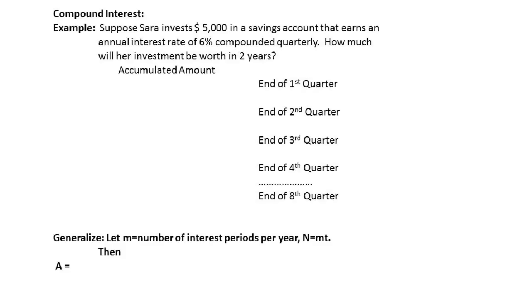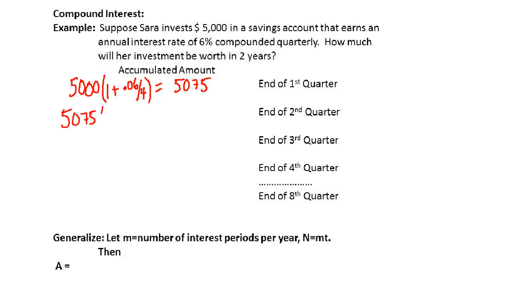Let's talk about compound interest, where this pattern repeats. So for example, Sarah has invested $5,000 in an account that earns 6% annually. The compounding is quarterly. So P times (1 plus RT): P is 5,000, R is 0.06, T is 1/4 because it's 1/4 of a year, each quarter. And so at the end of the first quarter, Sarah's balance is $5,075.